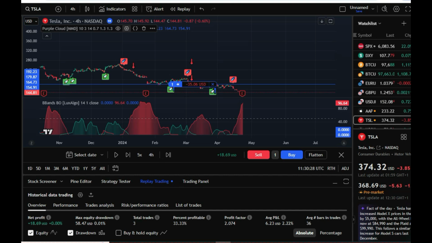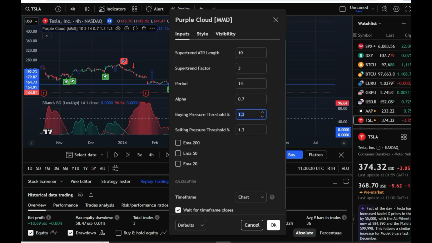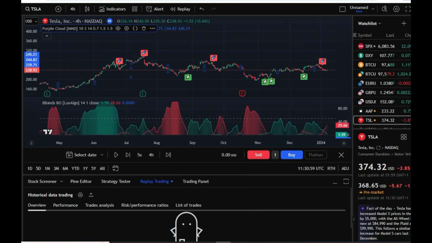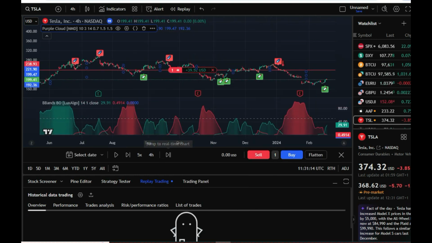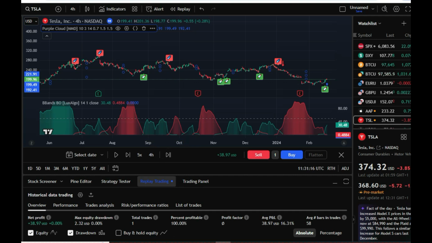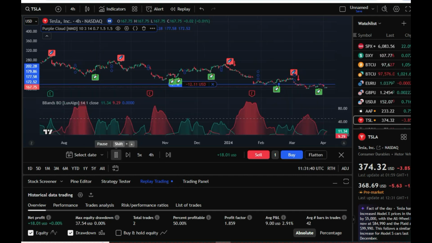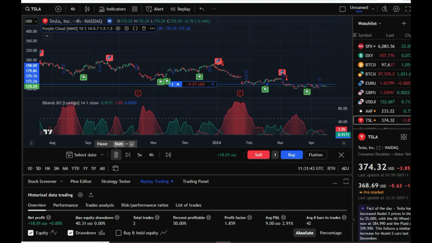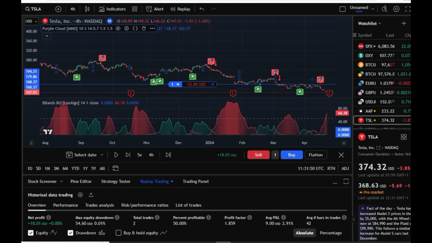What I will do right now, I will go back here and put 1.5. Let me see the difference. Okay, we have a sell trade. We're waiting to see the next trade. Okay, we have a buy trade, a profit trade. We make another buy. Now we have a sell trade. As we can see, there are a lot of signals here. Too many signals. This is not good.